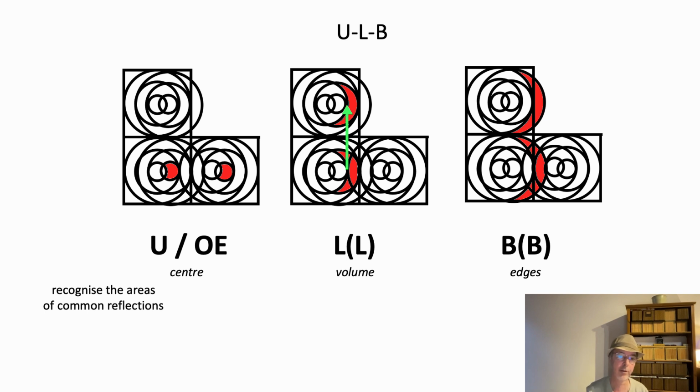So a small resume of the second level again. You can recognize the areas of the common reflections in U in the center, the L in the volume, and the B at the edges. It's almost purely mathematical references. In fact, not much more than that, but you can start to recognize these areas if you like.